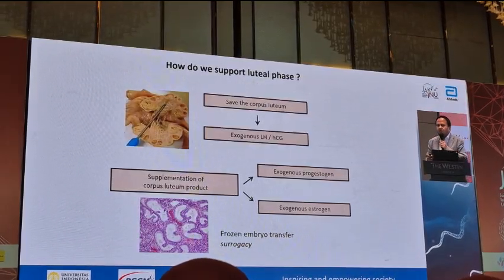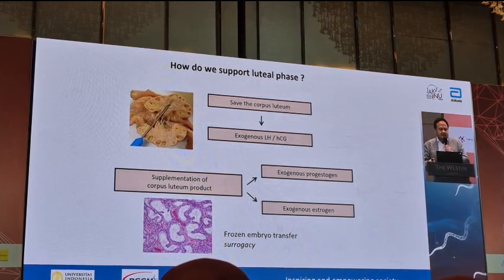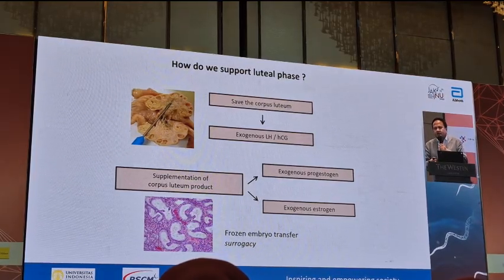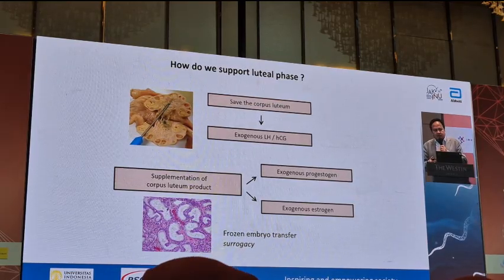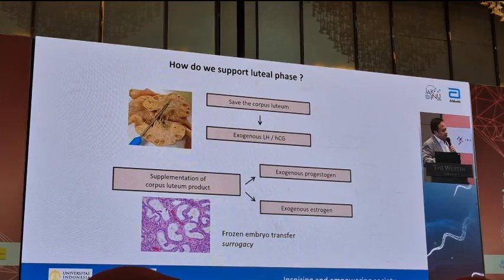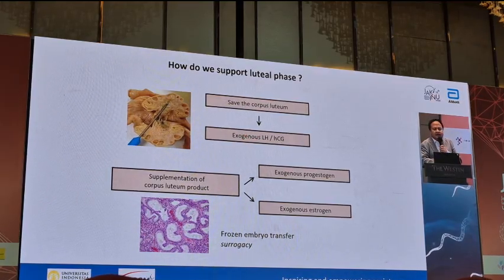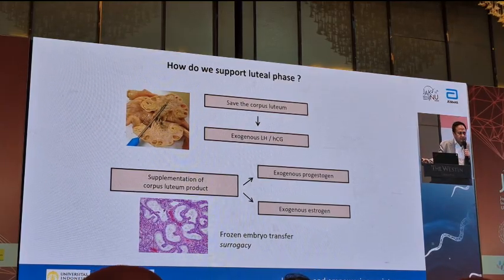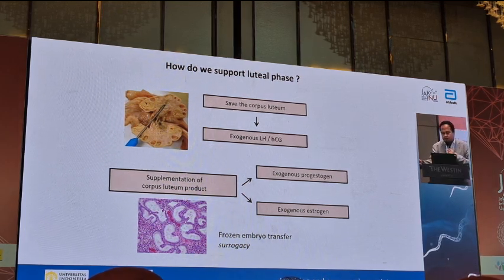So how do we support the luteal phase if we find any luteal phase insufficiency? As Dr. Gita mentioned before, in IVF we actually create iatrogenic luteal phase insufficiency because of our intention to do the ovarian stimulation very well. A lot of corpora lutea will suppress LH receptors in the pituitary. So we can support the luteal phase by saving the corpus luteum, giving an injection of HCG, or we give replacement of the corpus luteum's product by giving progesterone, or in combination with estrogen as well.